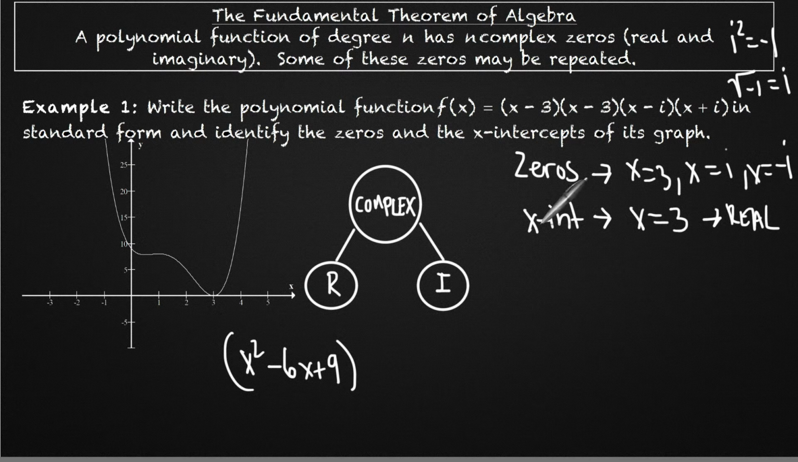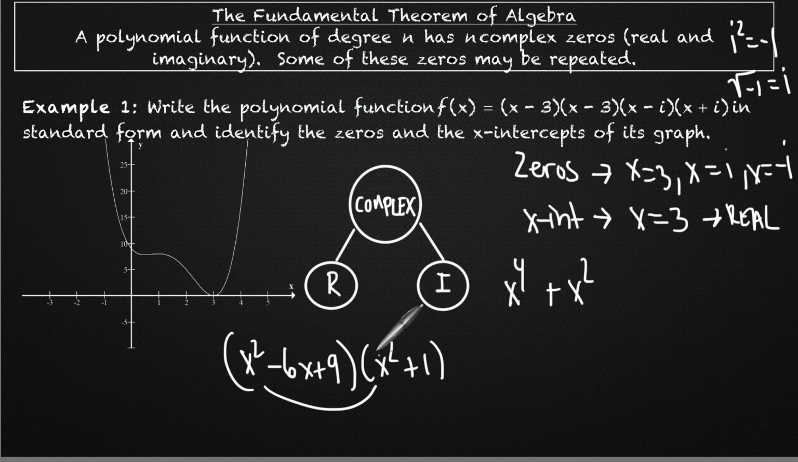So let's go ahead and FOIL this out. We're going to end up getting x squared. And notice that the ix and the negative ix are going to cancel, leaving you with negative i squared. But i squared is negative 1, so that's going to be plus 1. And now we're just going to multiply this out. So we have x to the 4th, and then we have x squared. Then we have negative 6x cubed. And then we have negative 6x. Then we have 9x squared. And then we have 9.